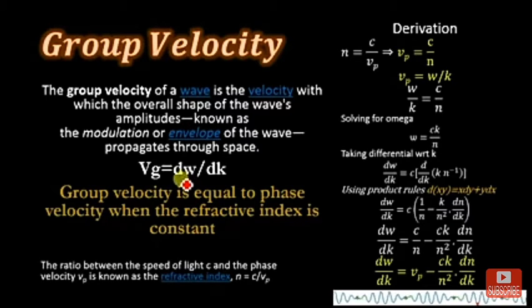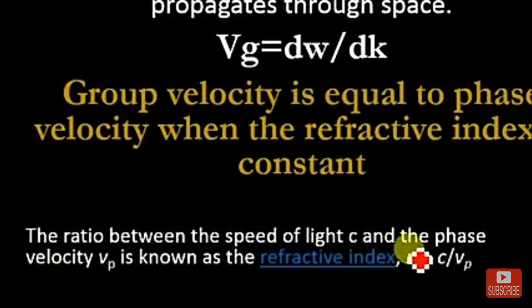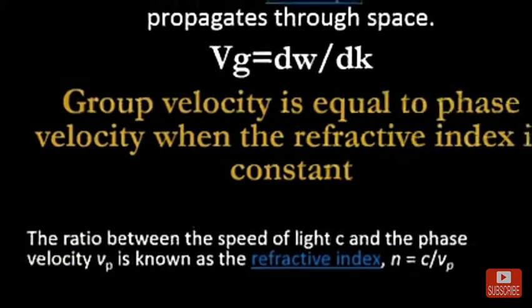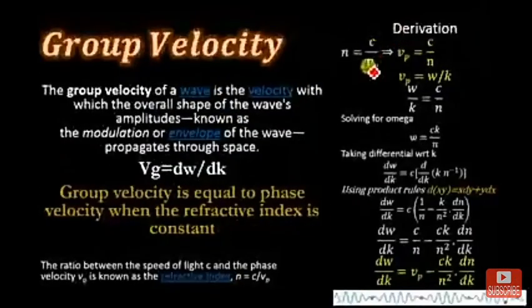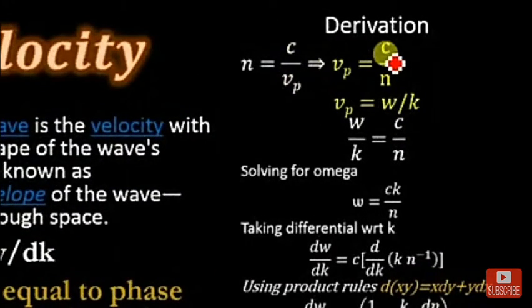Differentiating angular frequency with respect to wave number, the group velocity is equal to the phase velocity if the refractive index is constant. We know, according to the definition of refractive index, that refractive index is the ratio between the speed of light c and the phase velocity Vp, which is n is equal to c by Vp. Solving this equation for phase velocity, Vp will become equal to c by n, where c is the speed of light and n is the refractive index.